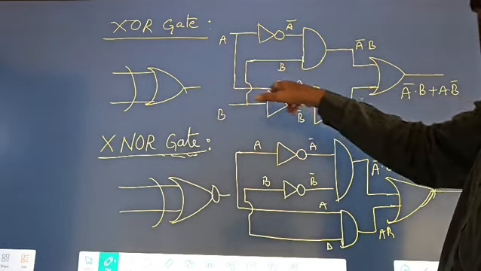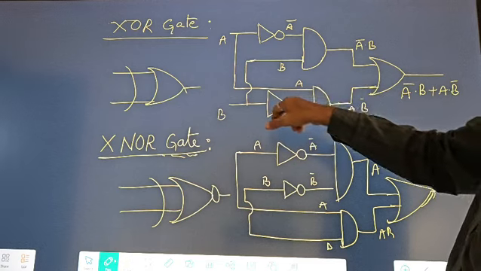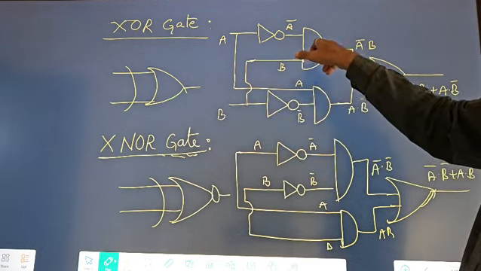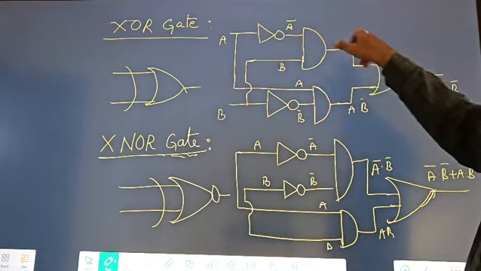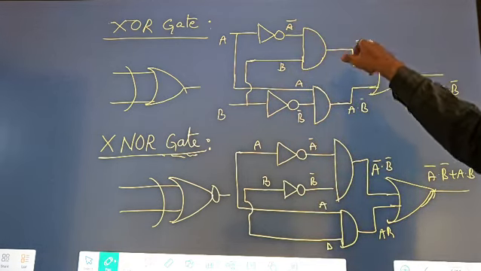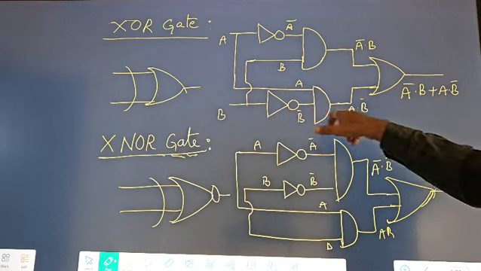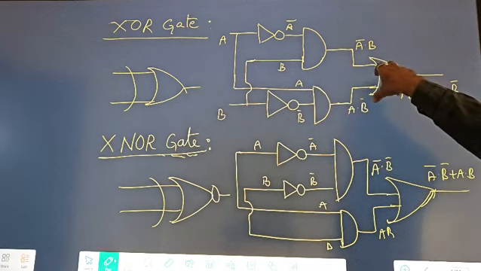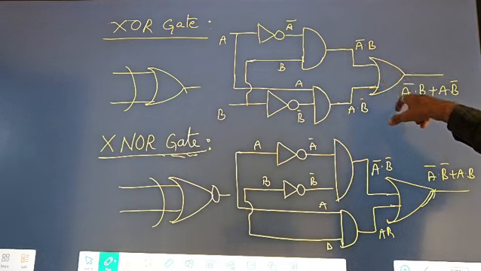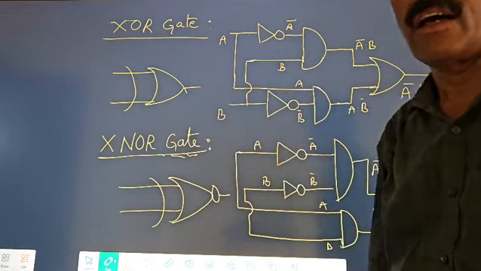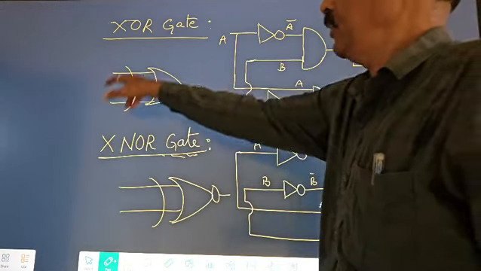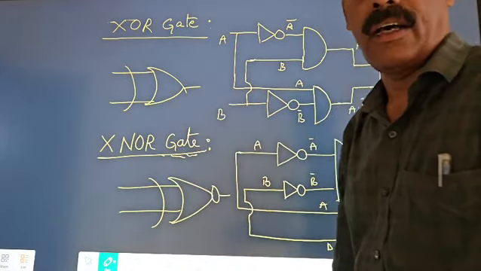And this A terminal is connected as a second terminal, and B terminal is connected as second terminal to the first AND gate. So the output of this is A bar dot B. The output of this is A dot B bar. Again you will add it, that is OR gate. So A bar dot B plus A dot B bar. This is called XOR gate, extraordinary OR gate. This is the circuit symbol of XOR gate.